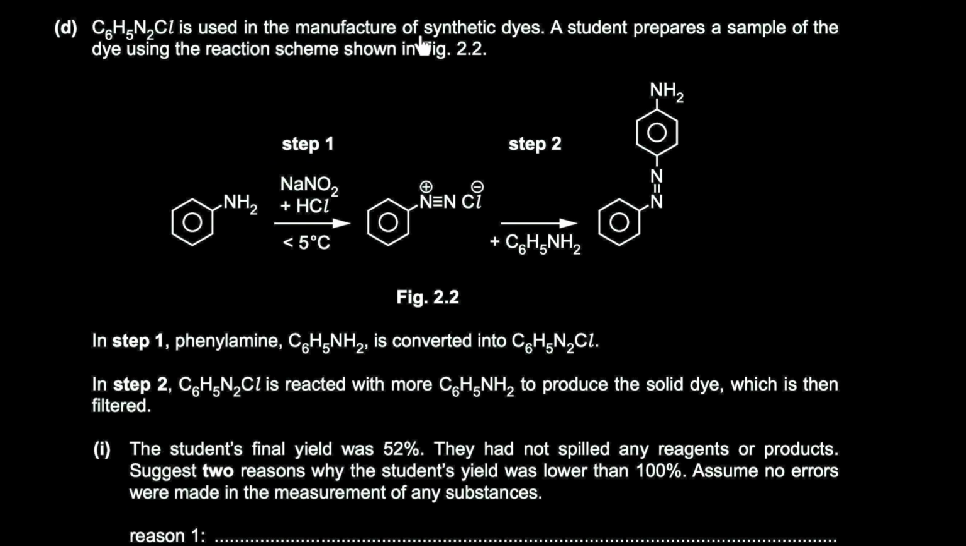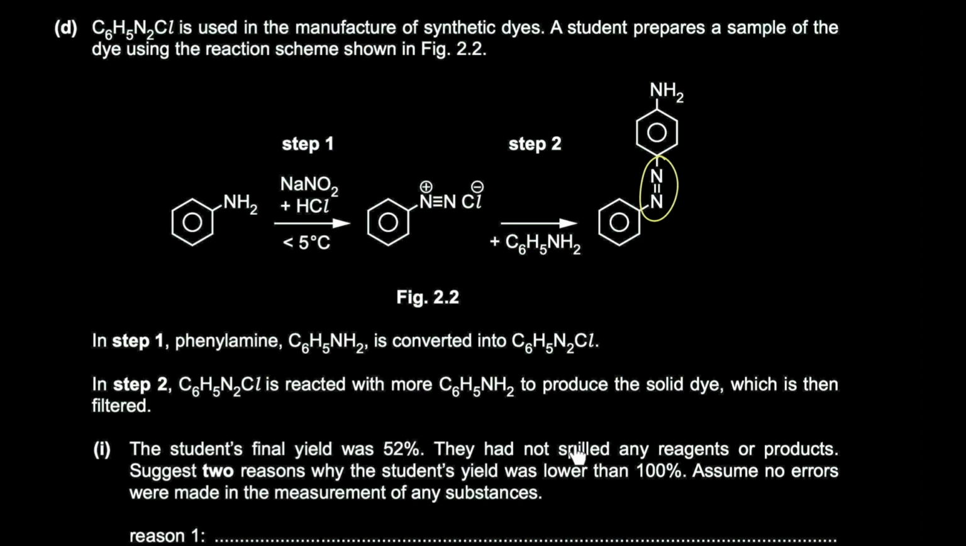C6H5N2Cl is used in the manufacture of synthetic dyes. The student prepares a sample of the dye using the reaction scheme shown in figure 2.2. So in step 1, phenylamine is converted to the diazonium chloride. Again, this is carried out at a temperature below 5 degrees Celsius. And you have to maintain this low temperature when you're making the dye. This is an azo dye. This is the azo group that's responsible for the color of the dye. So you want to maintain this low temperature because if you don't, then this diazonium salt will react with water.